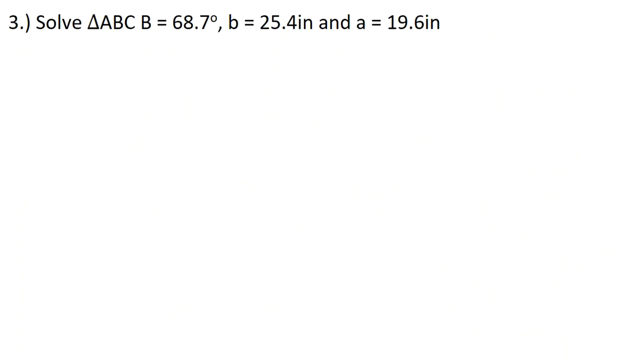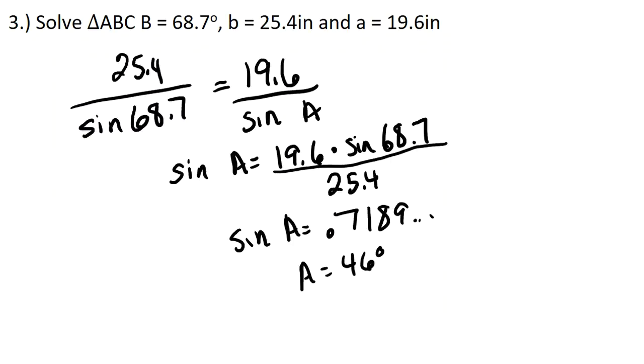In our last problem, we're going to solve triangle ABC again, but this time angle B equals 68.7 degrees, side B equals 25.4 inches, and side A equals 19.6. Why don't you go ahead and pause the video and see if you can come up with angle A, and then restart it after you get angle A. So what I did is I set up the law of sines and calculated for angle A, and once I put it in my calculator, I got sine A equals 0.7189, and then the actual angle was 46 degrees.